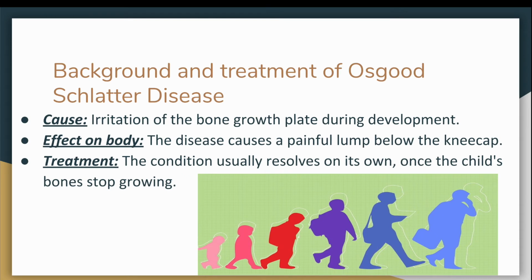Next is background and treatment of Osgood-Schlatter disease. It's usually caused by irritation of the bone growth plate during development. The disease causes a painful lump below the kneecap, and the condition usually resolves on its own once the child's bones stop growing.